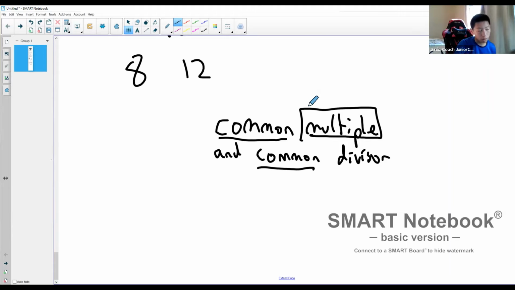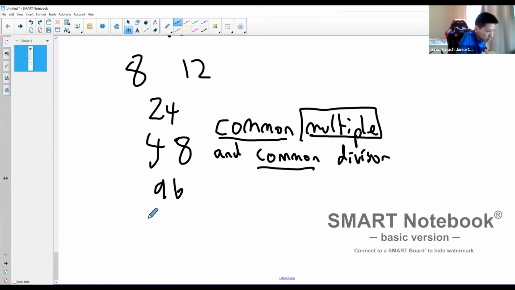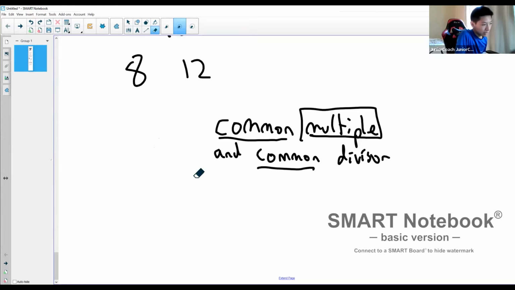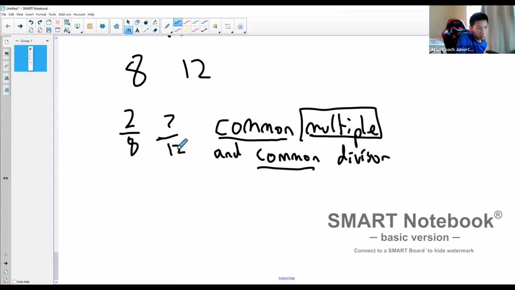There are a lot of common multiples, okay? There are infinite common multiples, okay? 24 is a common multiple because both of them can fit into it. 12 fits in twice, 8 fits in 3 times. But so is 48, so is 96, so is 192. These are all common multiples, right? So when you're asked to find a common multiple, you can really do any multiple you want, but it's recommended in a fraction problem. If you have 2 over 8 along with 7 over 12, the best solution is to find the least common multiple, right?